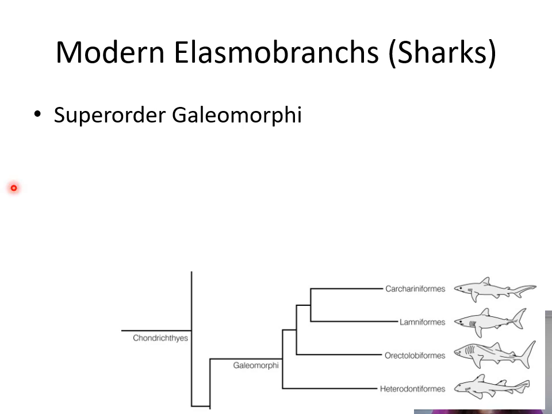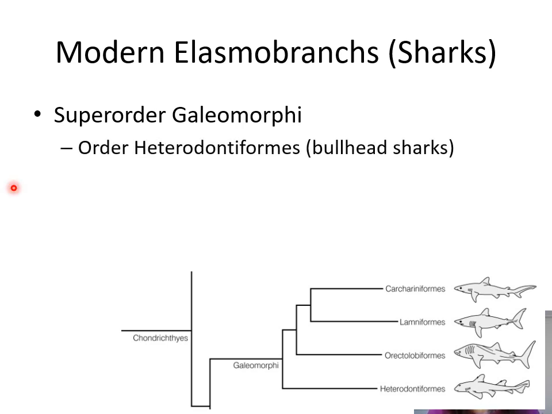So starting with the galeomorph sharks. The first group we'll talk about briefly are the Heterodontiformes, the bullhead sharks. They're located here at the bottom. Bullhead sharks are a group of small sharks, small for a shark, 5.5 feet, which still sounds like a pretty big shark to me, but small for a shark. They're bottom feeders found in the tropical and subtropical waters.